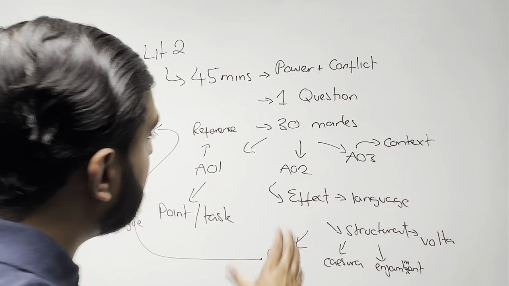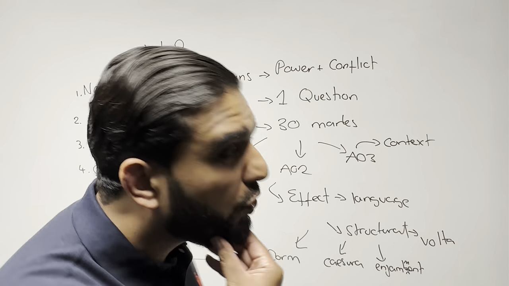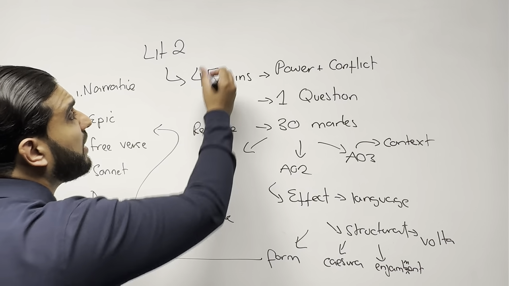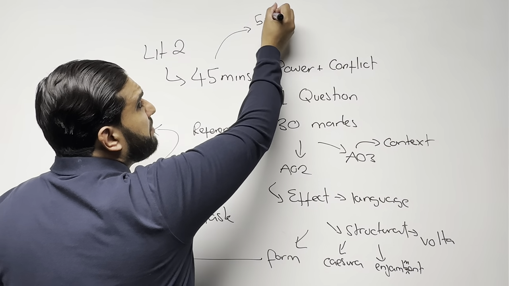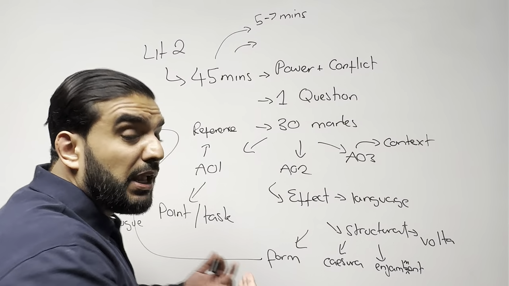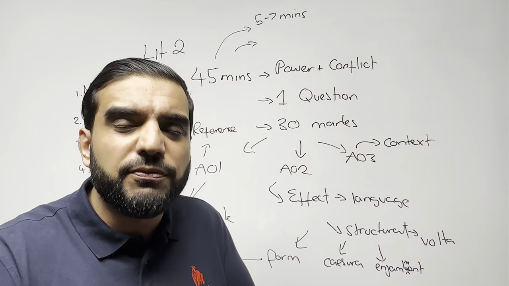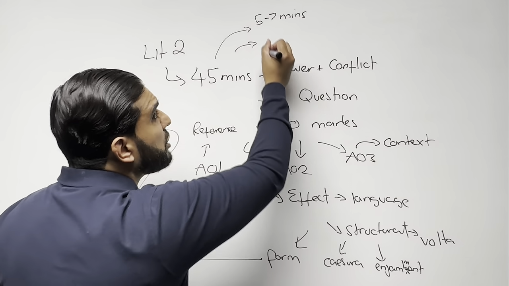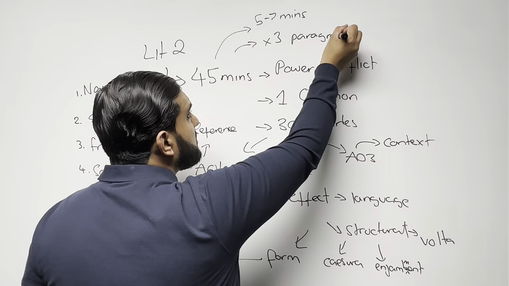Now, what is this question? What is the poetry question in the exam? And why do so many people mess it up? Guys, it is a 45-minute question, right? I recommend planning anywhere between 5 and 7 minutes. If you can plan faster, fantastic. But try to plan anywhere between 5 to 7 minutes. And your target is, right, 3 paragraphs in this time period.